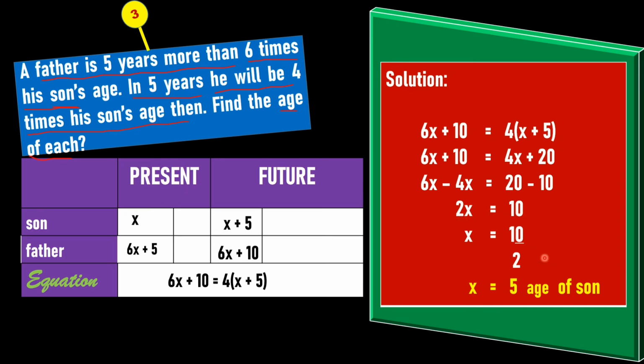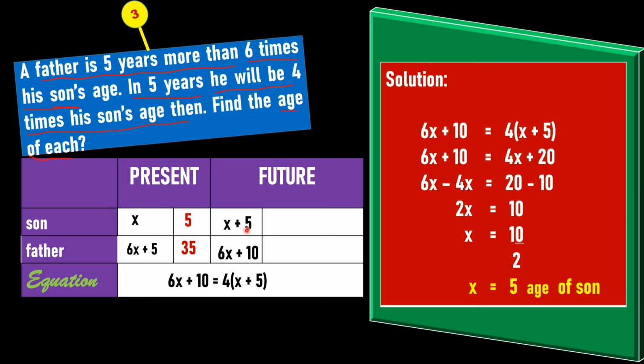Inverse of multiplication is division. Baba mo lang yung 2. So 10 divided by 2 is x is equals to 5. So this is the age of son. Age of son is 5. And si father naman, 6 times 5 is 30 plus 5 is equals to 35. So these are their present age.